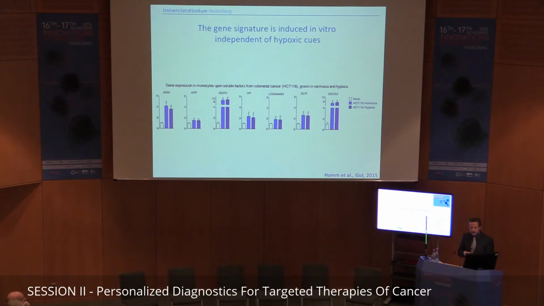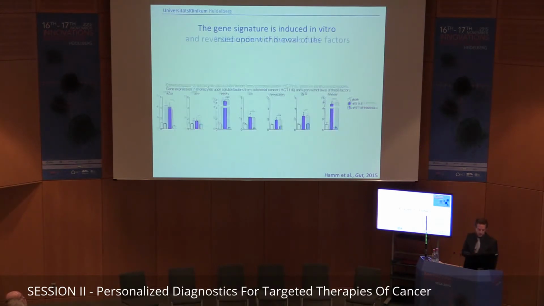Now, monocytes are highly plastic cells and can change markedly depending on the microenvironment and also rapidly. So we were wondering if these expression changes would be reverted if we took the stimulus away. And indeed, we saw that taking away the medium that contained the soluble tumor-released factors, the expression levels went back to the expression levels of unstimulated monocytes.